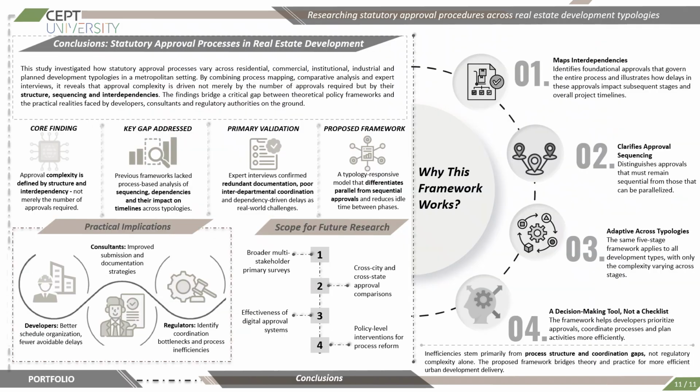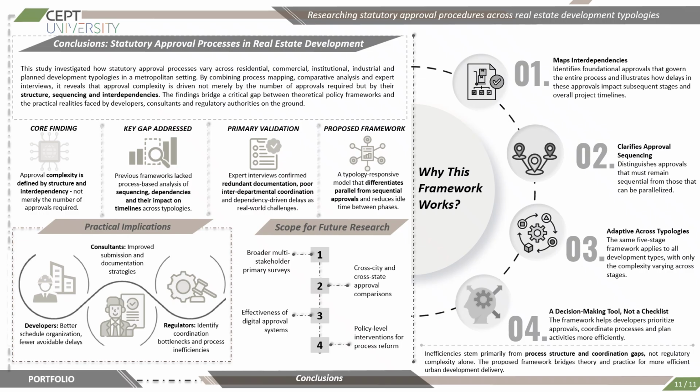Conclusions. This slide summarizes the overall findings, contributions, and practical implications of the research. The study investigated how the statutory approvals process varies across different development typologies. And the core finding is that approval complexity is defined more by structure, sequence, and the dependencies and interdependencies rather than simply by the number of approvals counted. The research addresses an important gap between previous frameworks focused mainly on listing approvals instead of analyzing how these approvals interact with each other and affect the project timelines.